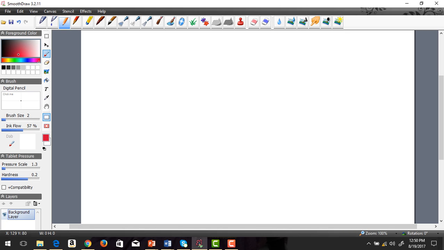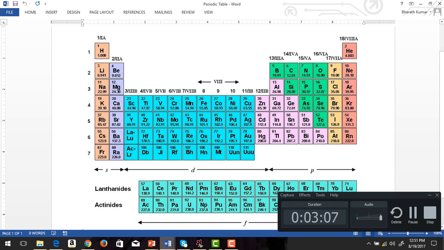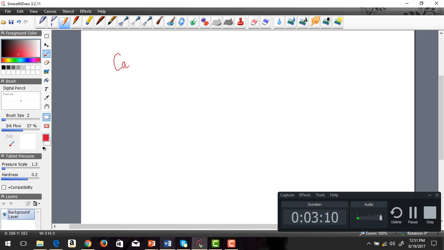Let's do, say, calcium. Let's go get the periodic table for calcium, which has 20 as the atomic number. And it's in 2A. That means calcium is a metal and can only lose 2 electrons. That means calcium can only make Ca2+. It cannot make 3+, 4+, 5+, etc.